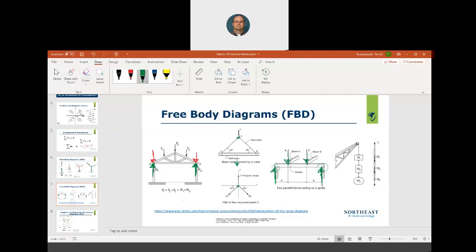Okay, so I recommend, see this little website down here? I recommend you click on that. This does a really nice job of showing how to create free body diagrams. So right here, I won't click on it because then it'll screw me all up. But click on that website.